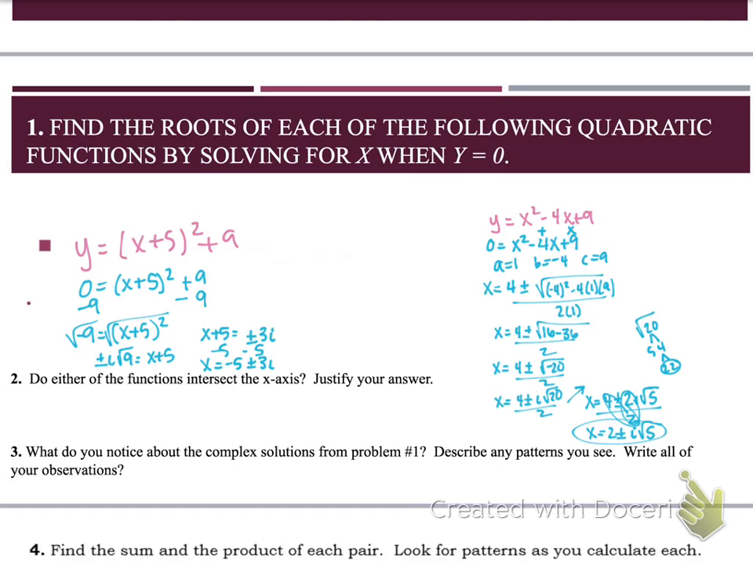Okay, so it says, do either of these functions intersect the x-axis? No, because both of them are complex roots. So no real roots. What do you notice about the complex solutions for problem 1? Describe the patterns you see, write all observations. So you're kind of looking at the square root of 9 getting you 3, that 5 flipping and becoming a negative 5 type of thing. But that's not going to mean a whole lot, just the patterns that you see.